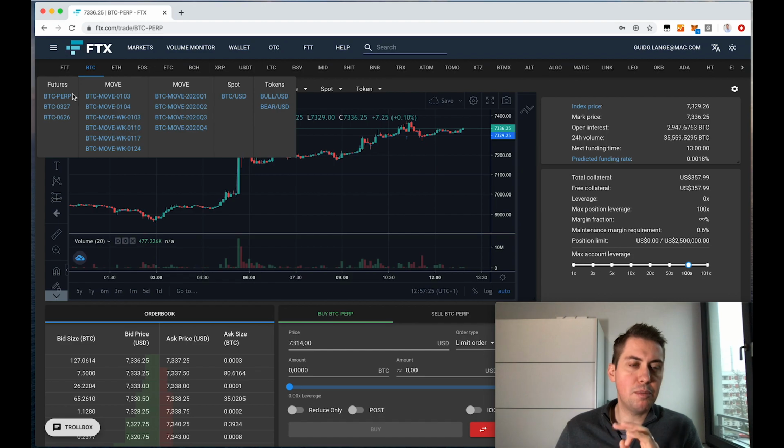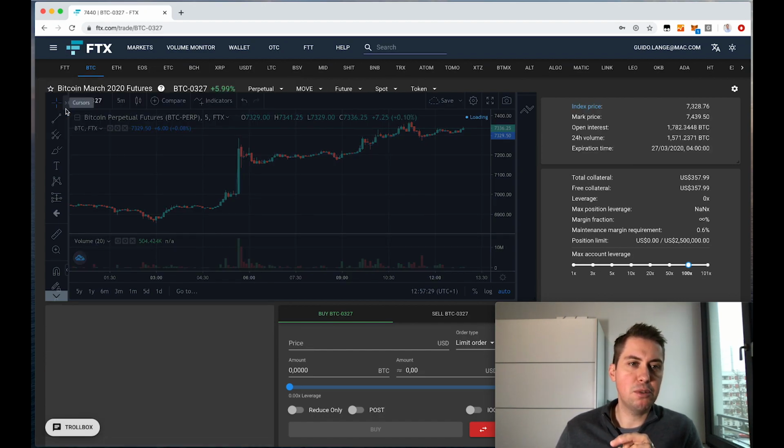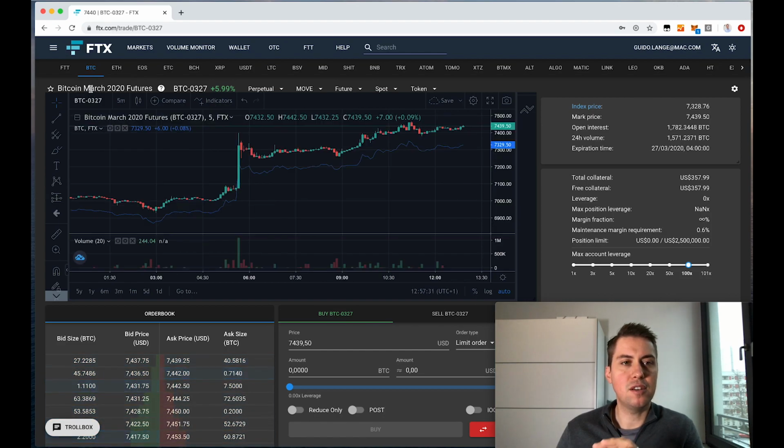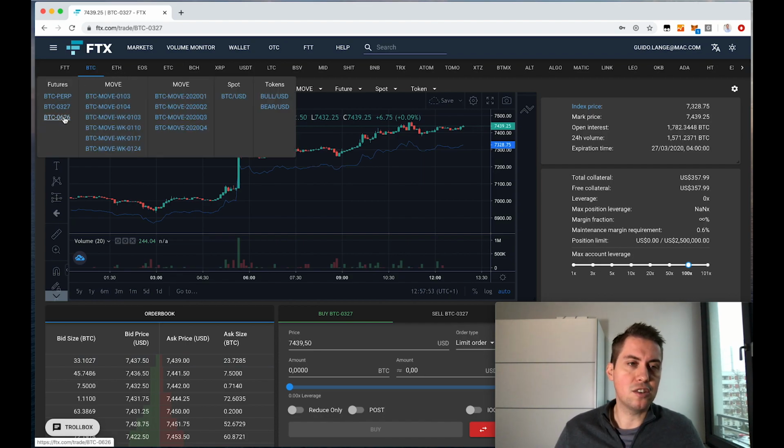Besides the perpetual contract, you could also trade contracts with an expiration date. For example, here for March 2020. And here you can see the expiration date. It's March 27th and the time. The advantage is that you don't pay funding for that. So you can just enter the position with a one-time fee, and then you don't have to pay funding every few hours. And there's also one for June 2020.